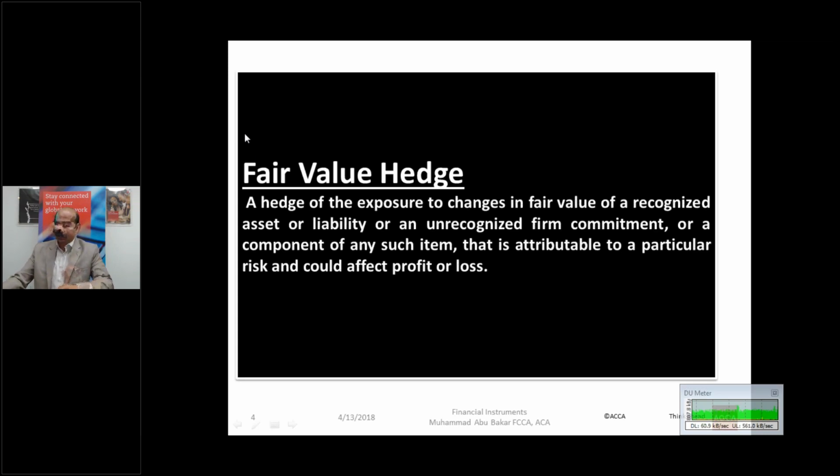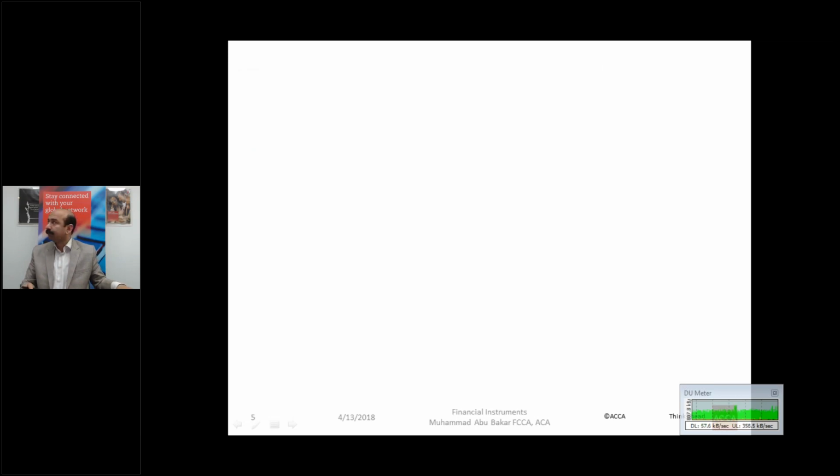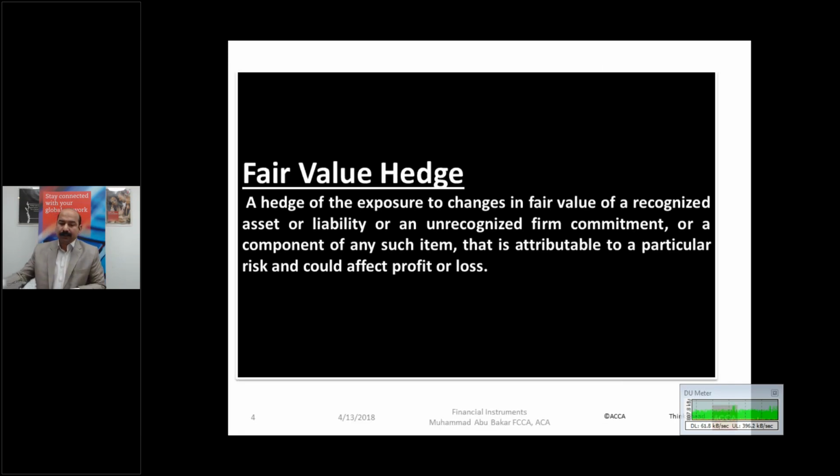Fair value hedge was a hedge of exposure to changes in the fair value of a recognized asset or liability, or an unrecognized firm commitment, or a component of any such item that is attributable to a particular risk and could affect profit or loss. This was the basic definition of fair value hedge.